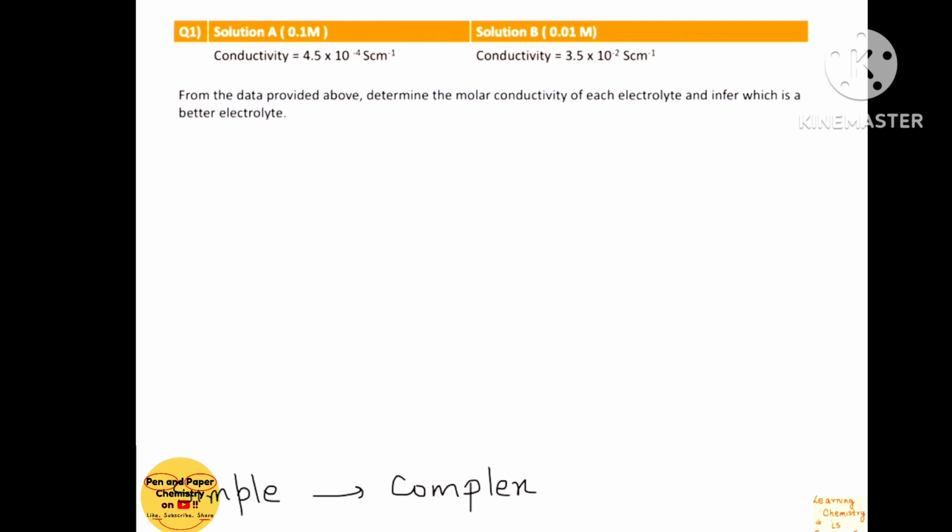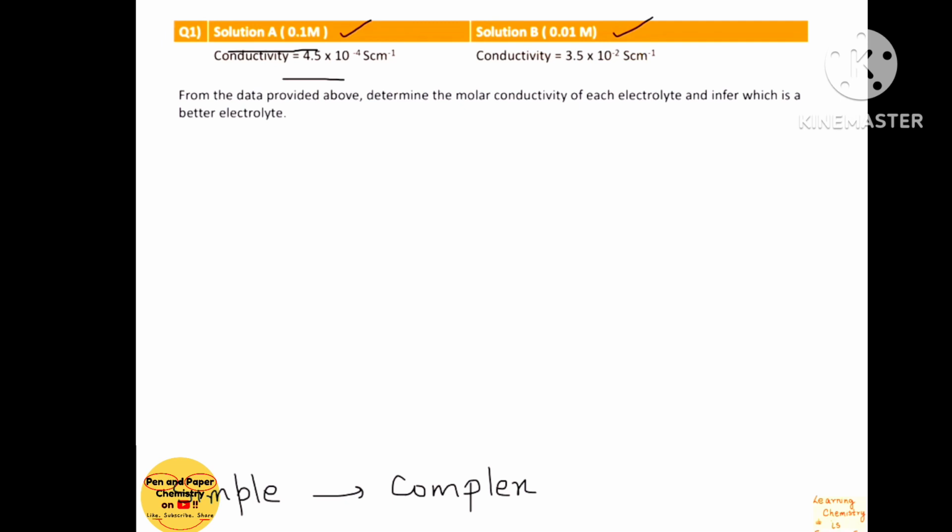Now if you notice in this particular question, it says you have a solution A, you have a solution B, and in brackets their molarity is provided to us. One is 0.1 molar, the other solution B is 0.01 molar. So be very careful of the values which have been provided to you. Conductivity values of each of these have also been provided to us, 4.5 into 10 to the power minus 4 and 3.5 into 10 to the power minus 2.